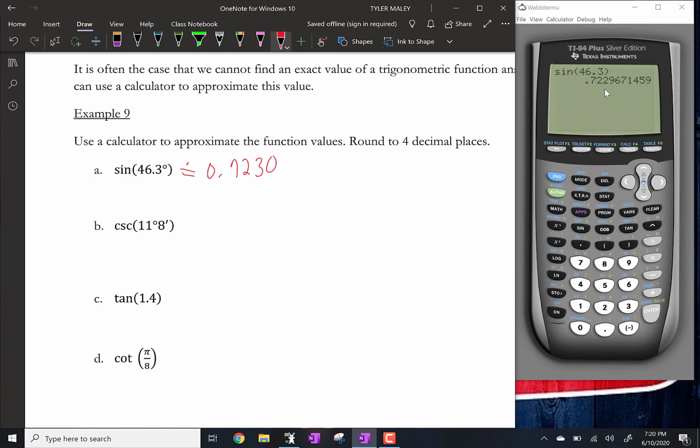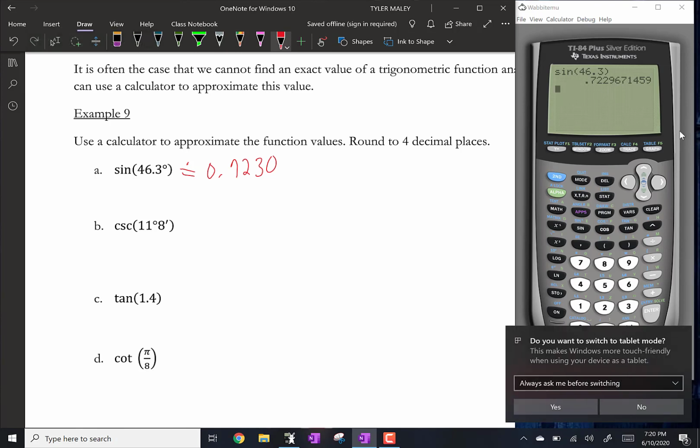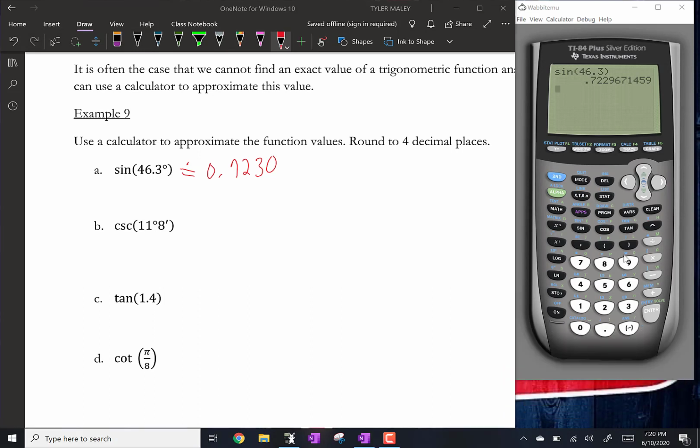So then maybe the next easiest one is part C. But notice with part C, there's no degree symbol there. So that implies that we're in radians. So let's go to mode, switch this to radians. Then if I hit tangent of 1.4, we can get that this is approximately equal to, to 4 decimal places, 5.7979.